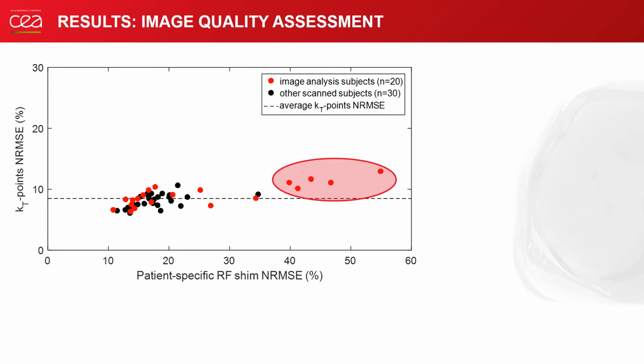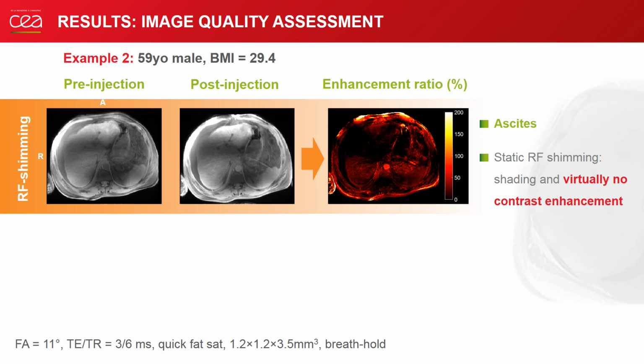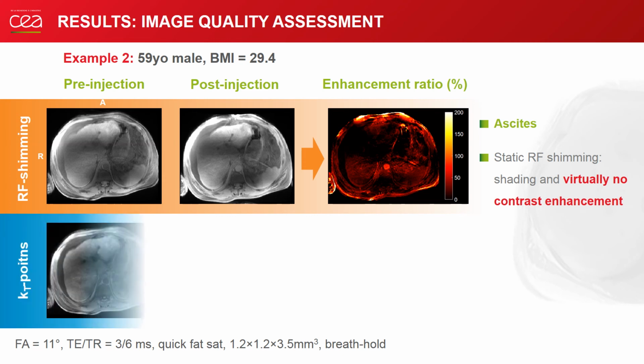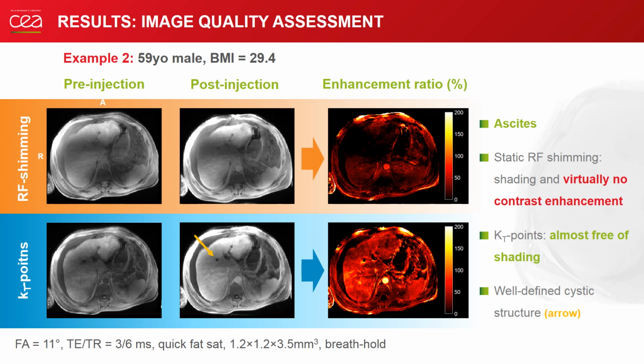However, for this kind of subjects here, the RF shimming is not really satisfactory. Here we have a 59-year-old male subject with ascites, and there is huge shading in anatomical images, and if you look at the enhancement ratio map, there is virtually nothing to see. However, when you use our KT points, you retrieve almost all of the image quality, which is particularly obvious on the enhancement ratio map.